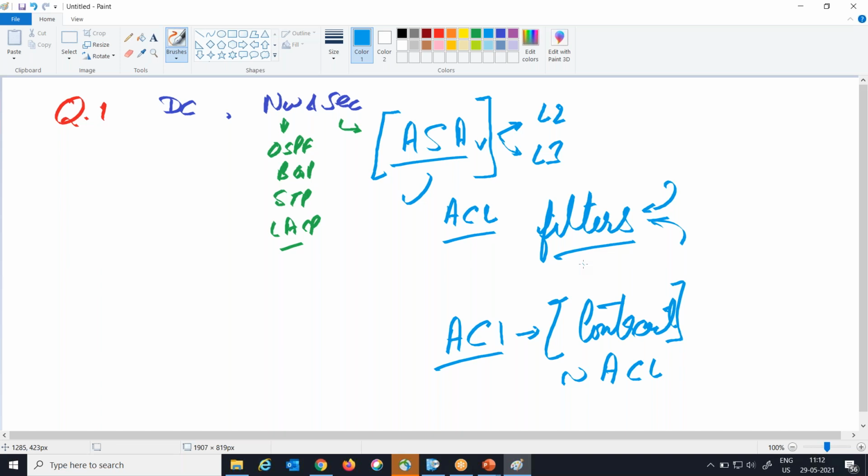The CCIE track consists of some security topics as well. The Cisco blueprint also consists of some security topics, although they are very small ones, like authentication, port security and AAA and all that, and some ACI contracts and micro segmentation, all these things.